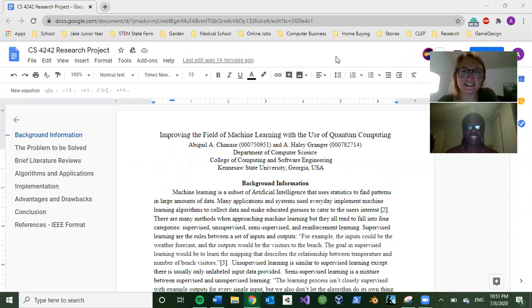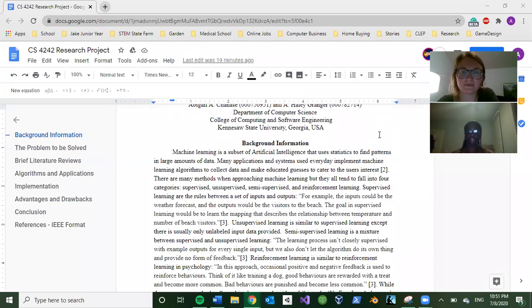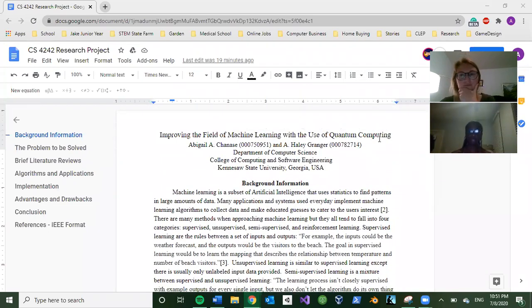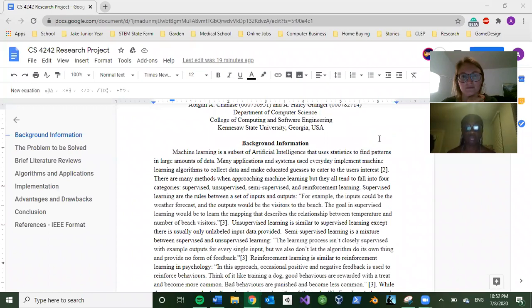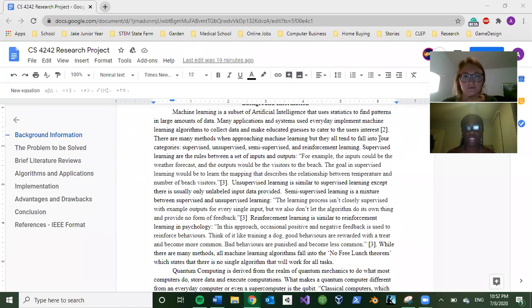We did our research project on the topic of quantum computing and improving the field of machine learning using quantum computers. This first part of the paper is just the background information, and this first paragraph talks about how machine learning is a subset of artificial intelligence, and it goes through the different categories within machine learning.